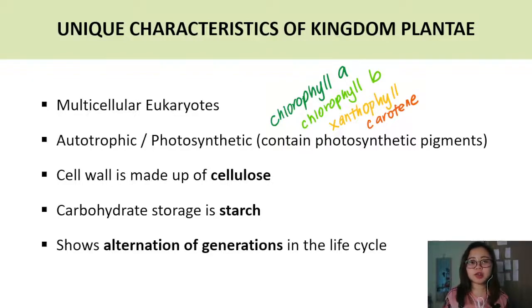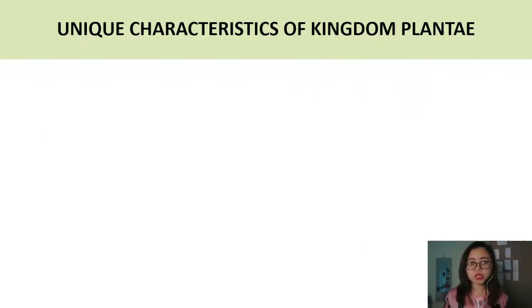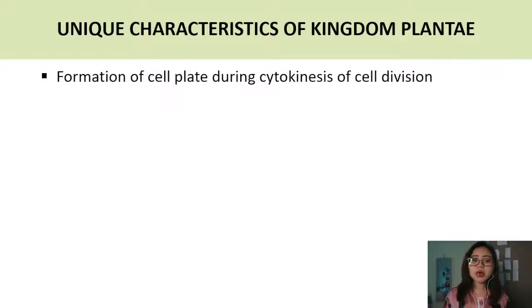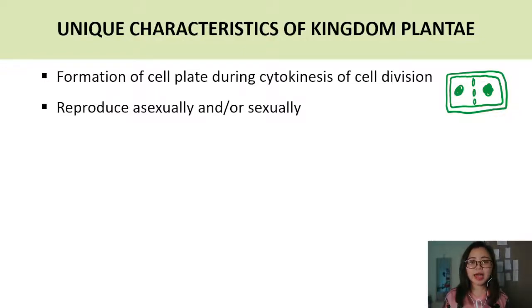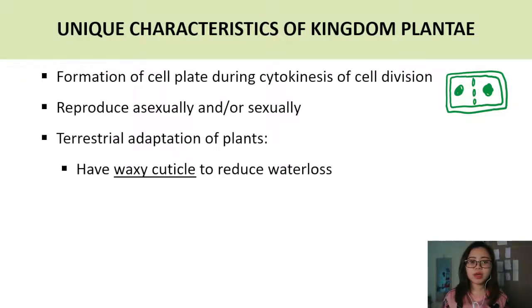Alright, I'm moving on to another unique characteristic of Kingdom Plantae, which is the formation of a cell plate during cytokinesis of cell division. So this one you already know, it's from last semester. Plants can reproduce asexually and or sexually, so it depends on the species. Some of them only do asexual, some of them do sexual only, and some of them do both. There are also terrestrial adaptations of plants that enable them to live on land.